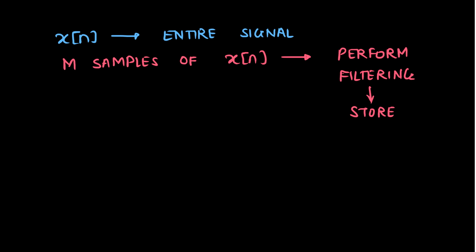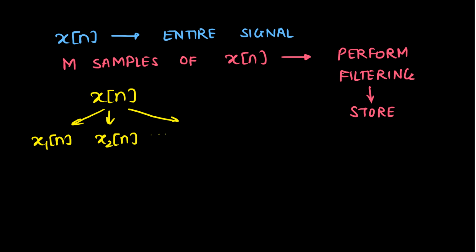Then again collect the next group of m samples, repeat the same thing, and store the value and combine the output for the first block, that is the one corresponding to first m samples, and the second block of the input signal, such that it gives us the filtered output of the combined sequence. So for example, suppose the blocks that we get are x1 of n, x2 of n, and so on up to say xm of n, and each of these blocks is of length m.